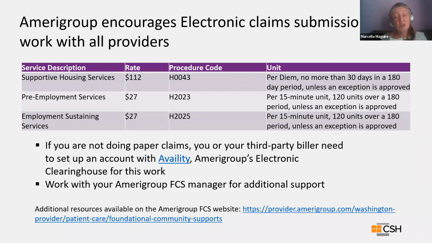You see, if individuals are in pre-employment, you have a different procedure code than if they're in employment sustaining. So it's important to know and have the prior authorization from Amerigroup for each of these services. Each claim also requires that prior authorization number. Claims that do not have a prior authorization number that matches the agency's information and the individual's information are claims that Availity will reject. And you can work with your Amerigroup FCS manager for additional support on this process. There are also more materials and help, more details on this. This is where I got all this information from the Amerigroup website.